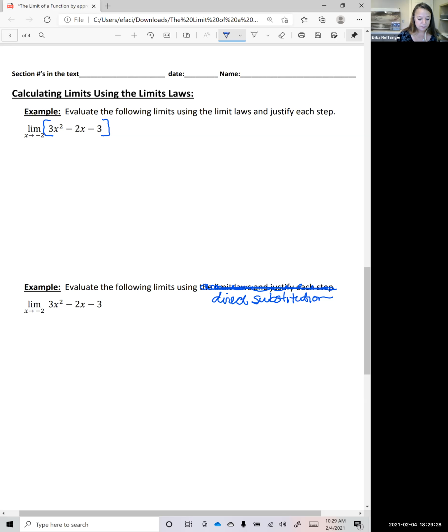So first thing I can do is break this down by the substitution rule, right? That says if I have the limit, we can rewrite it as the limit of the first term. So the limit as x approaches -2 of 3x squared, minus the limit as x approaches -2 of 2x, minus the limit as x approaches -2 of -3. So this was our subtraction law.